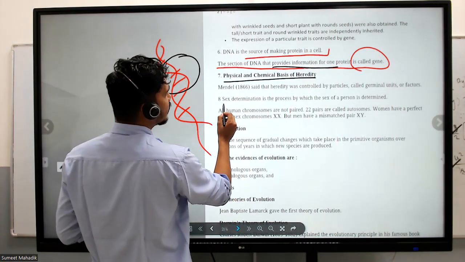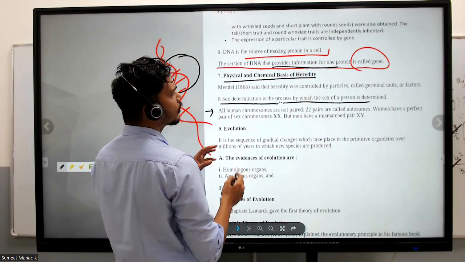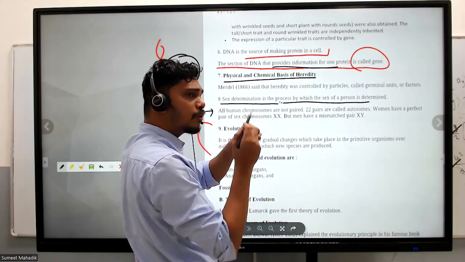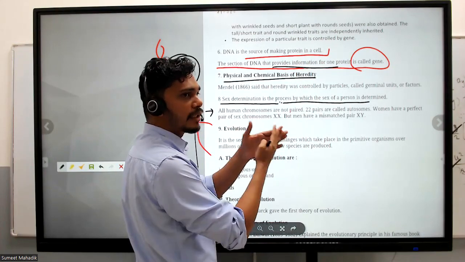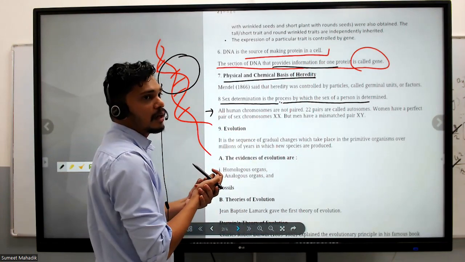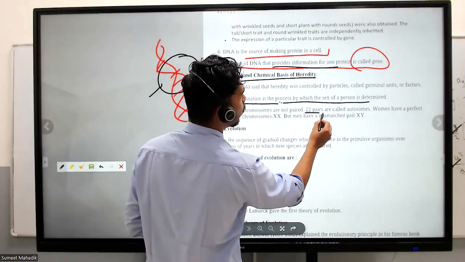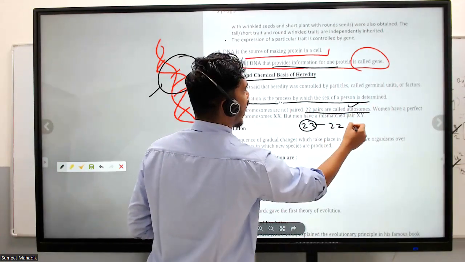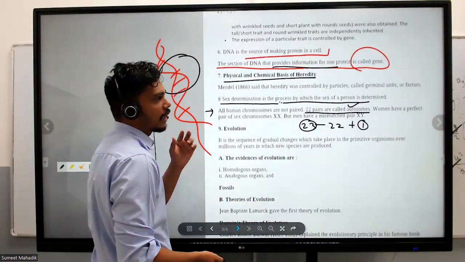Okay, physical and chemical basis of heredity is what? This is DNA. So sex determination is the process by which the sex of the person is determined. All human chromosomes: now, you know that male 23 chromosome, female 23 chromosome, zygote will be there. But female is going to give you XX chromosome only. That is a sex chromosome, XX. So she is not responsible for the determination of the gender of a fetus or a baby. Only the male is responsible. Male have an XY chromosome. All human chromosomes are not paired. 22 pairs are called autosomes. And out of 23, 22 are called autosomes. And plus one is called sex chromosomes. Those are responsible for the determination of gender of the fetus.